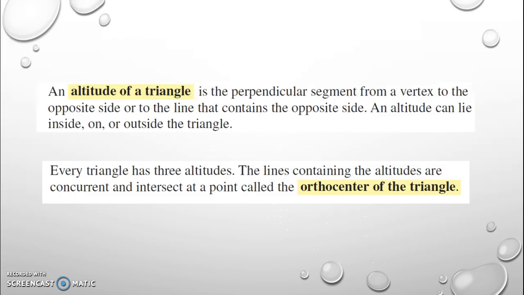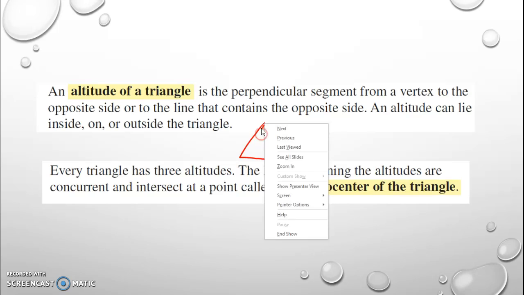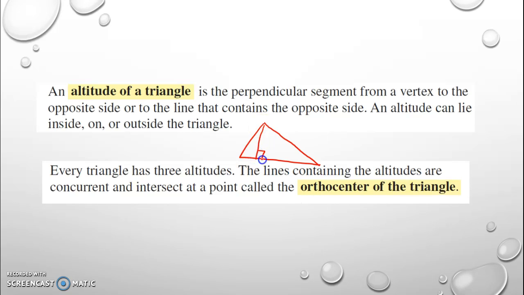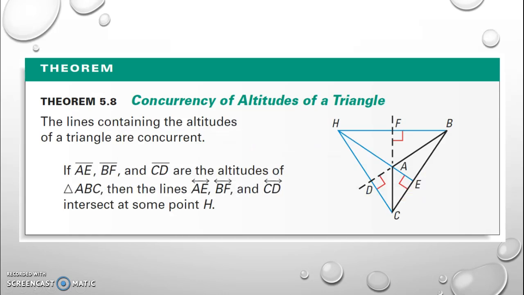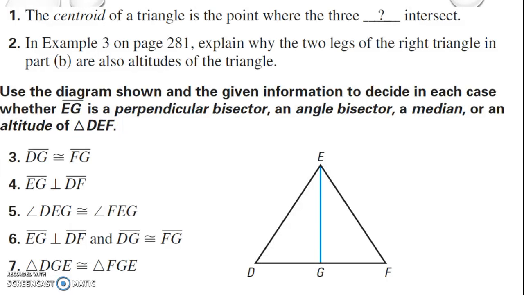And lastly, there's an altitude. The altitude of a triangle is going to go from the vertex and it's going to be perpendicular to the base. Again, the point of concurrency for that is called the orthocenter. That's really all we're going to talk about for that. So if we take a look at these examples, which are not in the paper, you can just follow along with the video.